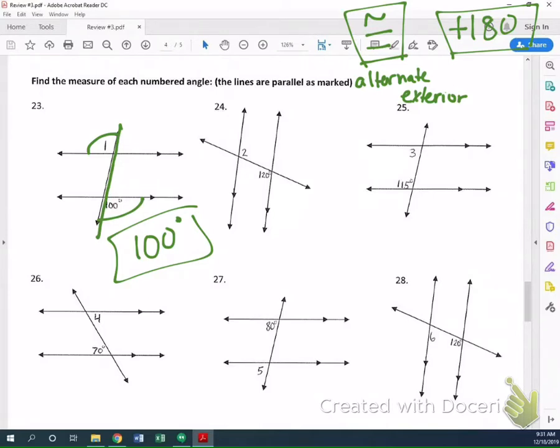Number 24, these are on different sides of the transversal, but now they're inside the parallel lines. So we call these alternate interior angles. But they're still congruent. So the measure of angle 2 is going to be the same. It's going to be 120 degrees.